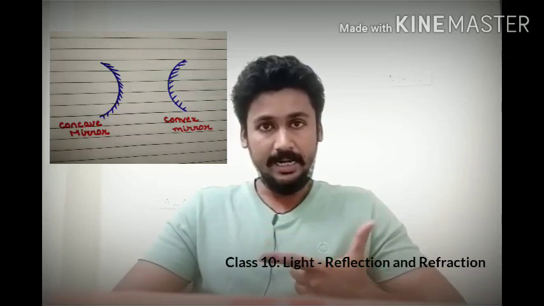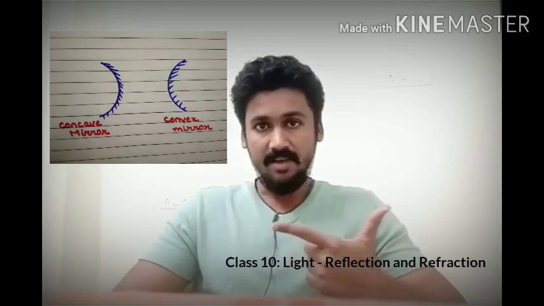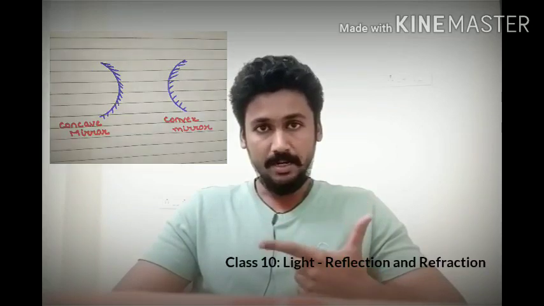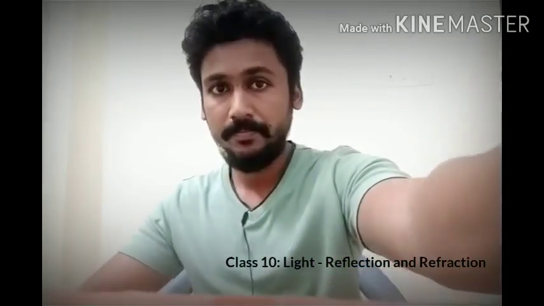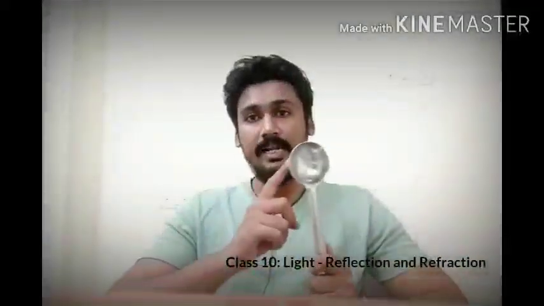So what we see in the diagram, we have a concave mirror and we have a convex mirror. To help you better understand it, let me show you this. This is the ladle in my hand. If you look at this ladle, inside you can see this part which is going inside. This is the reflective part, right? This surface is the concave mirror part.